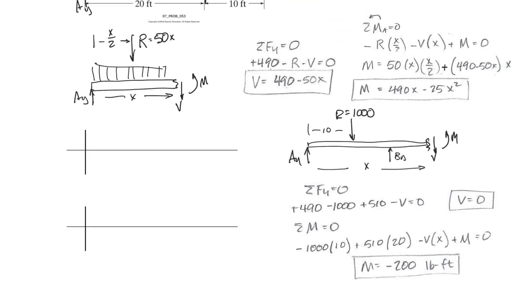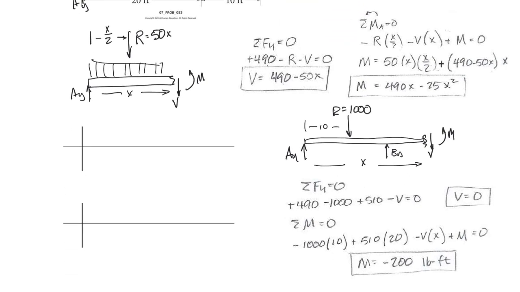All right, now that I have that, sum of the forces in the y is equal to 0. Maybe you can walk through my specifics here, but this is 490. This is 1,000 going down. BY is going up. Shear is equal to 0. It is not a function of x because all of these forces are known and evaluated. How about the moment? The moment, sum of the moments about A, I got 1,000 times 10 plus 510 times 20 minus shear, which is 0, plus the moment is equal to 0, and so moment is equal to negative 200.